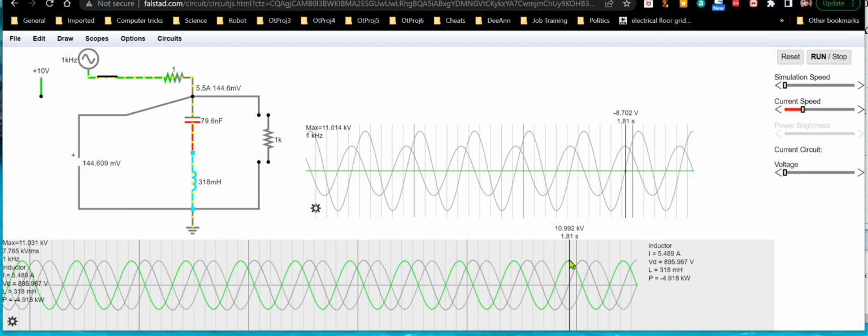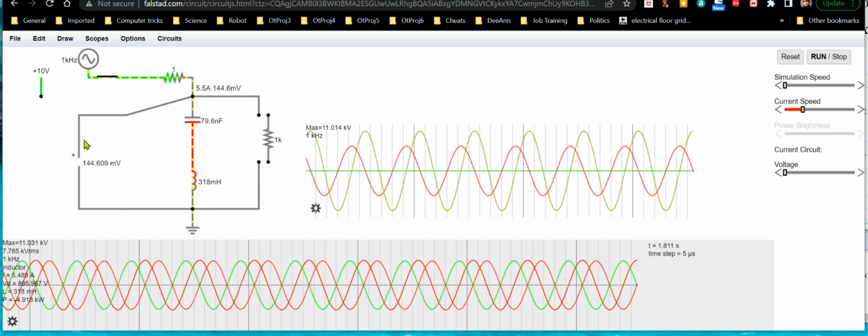But at any rate, you can see it's peaking out at 11 kilovolts or so. But yet the voltage across it is really not necessarily that high. Let's see.